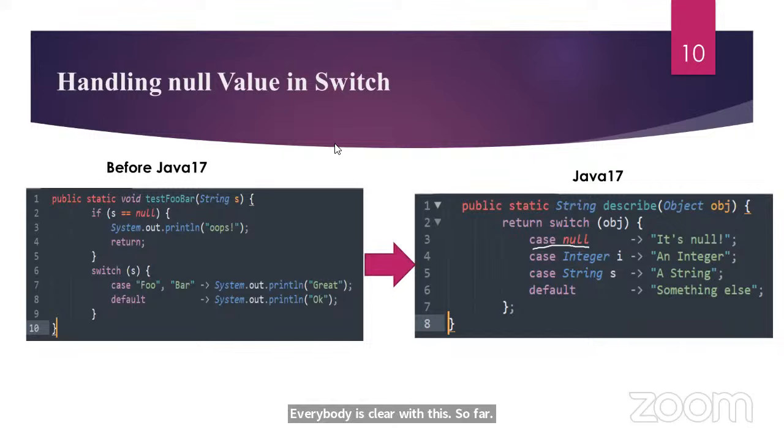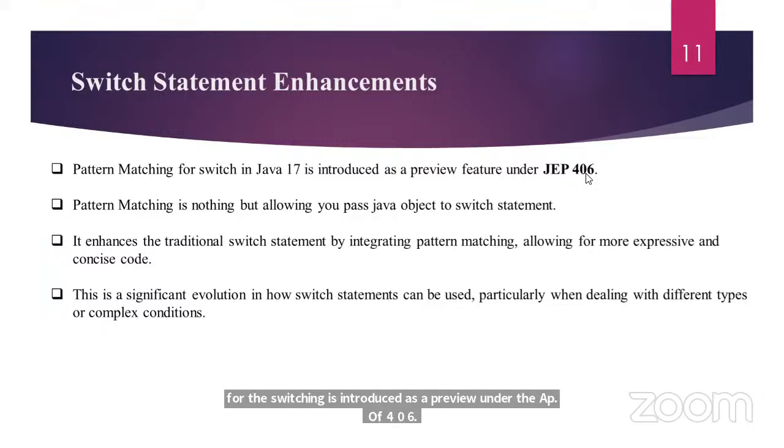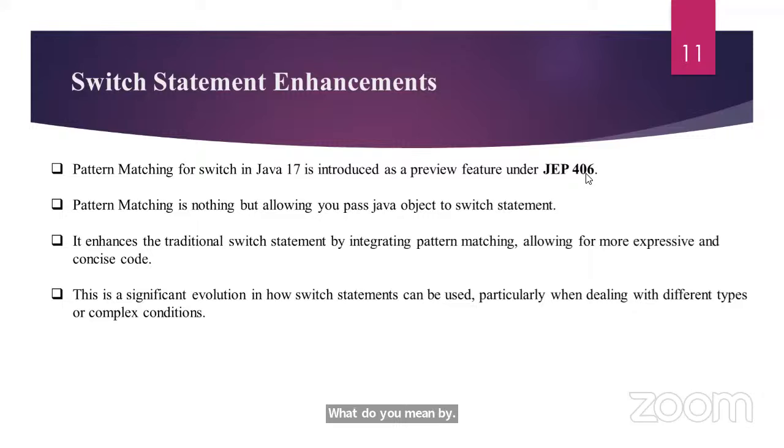So let's talk about pattern matching. As I already told you, pattern matching for switch in Java 17 is introduced as a preview feature under JEP 406. What do you mean by JEP? JDK Enhancement Proposal 406. Oracle Corporation maintains this feature's details in the spec documentation, which is called JEP 406.